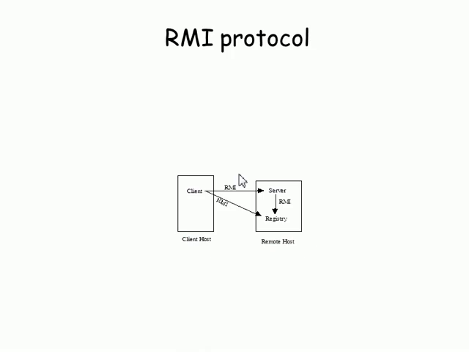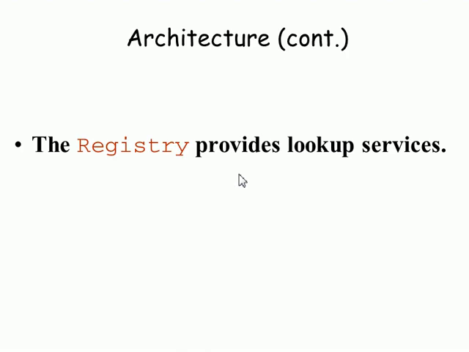So the registry is a separate JDK job that you can start, and you can find it inside of the Java Development Kit binary directory. It's called registry. And you could start it from the command line, or you could start it from within your Java virtual machine.